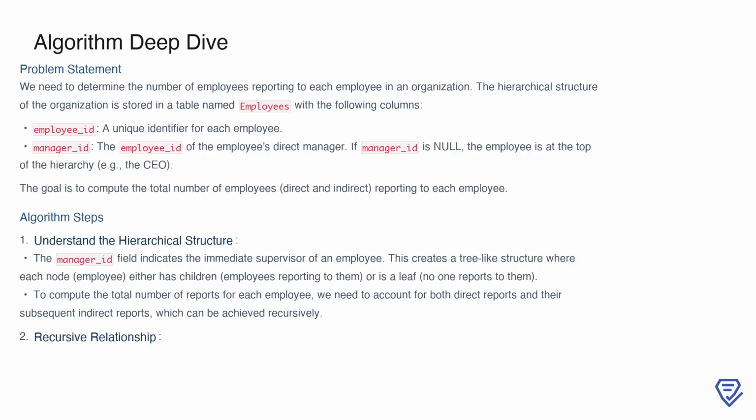This hierarchical structure forms a tree, where each employee is either a node with subordinates or a leaf with no direct reports. The challenge is to calculate the total number of employees reporting to each individual, which requires traversing this tree structure. This traversal must include both immediate subordinates and the employees reporting to those subordinates, making the problem inherently recursive. By leveraging this recursive relationship, we can accurately compute the report counts for every employee.